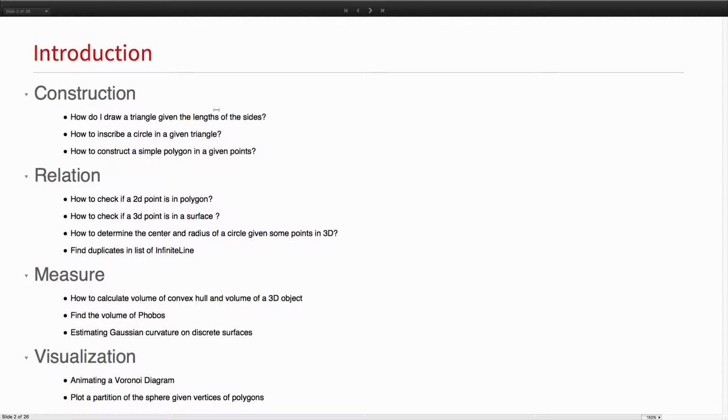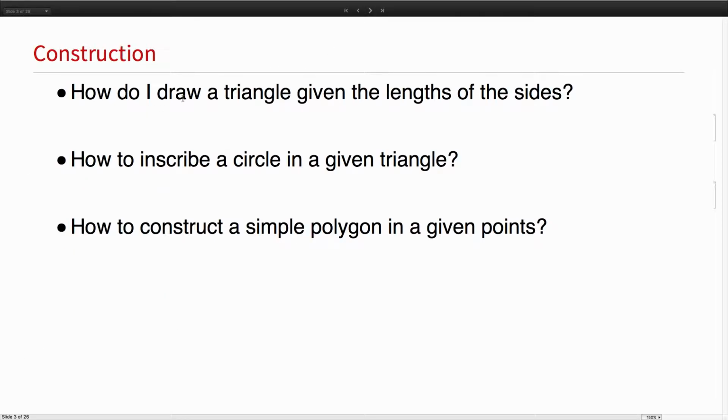If you see the questions, some are quite simple, but they have some popularity. For example, the first one: how do I draw a triangle given the length of the sides? Very basic geometry question. Before version 10, to solve this problem, we had to do some linear equation solving because we didn't have the functionality. So let's check it.